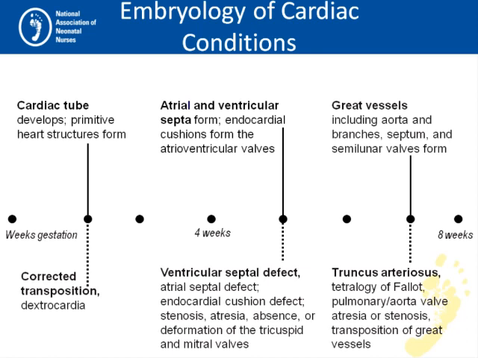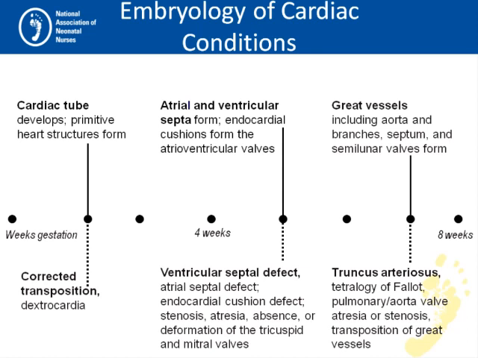The atria and ventricular septum form next. Endocardial cushions form the atrioventricular valves. Abnormal development during septation can cause a ventricular septal defect, atrial septal defect, endocardial cushion defect, stenosis, atresia, and absence or deformation of the tricuspid and mitral valves.